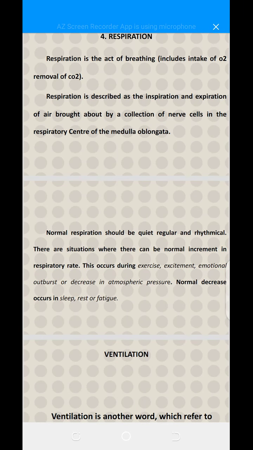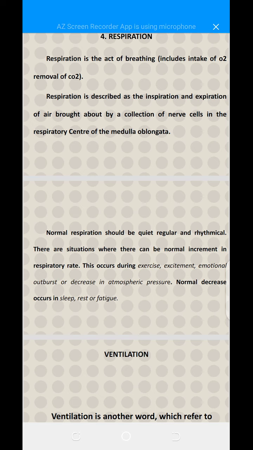So today we are going to discuss respiration, or respiratory rate, as one of the four major vital signs we have in clinical skills. But before we go to respiratory rate, let us see what respiration is. Respiration simply refers to the act or process of taking in air and breathing out air.